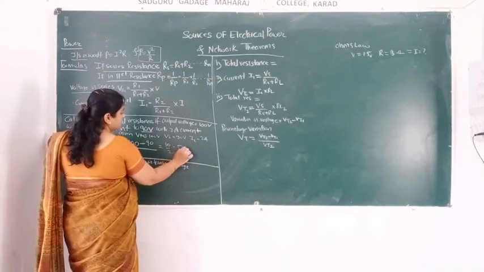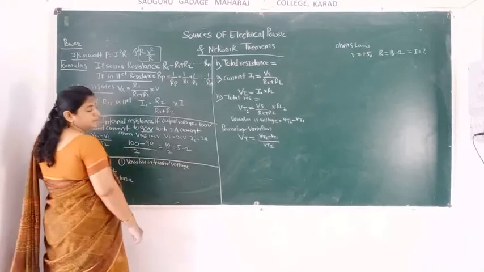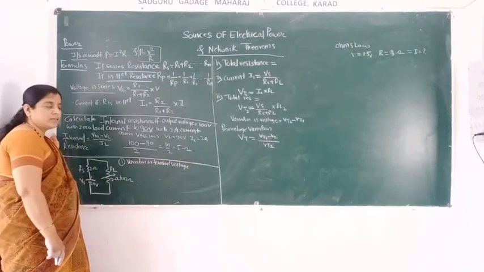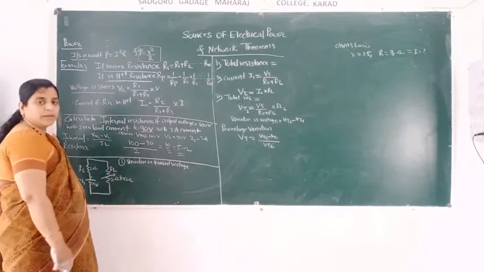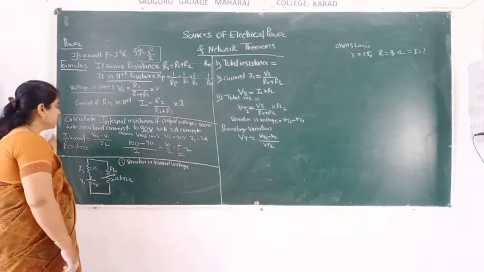What is the internal resistance? We have calculated the internal resistance. So how much is it? 5 ohm. Okay, all of you understand? It's a very simple example.